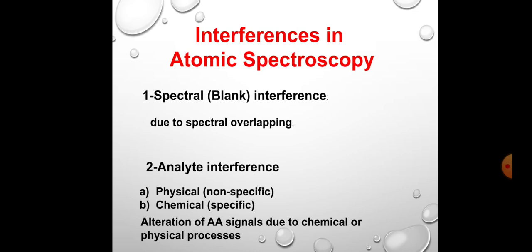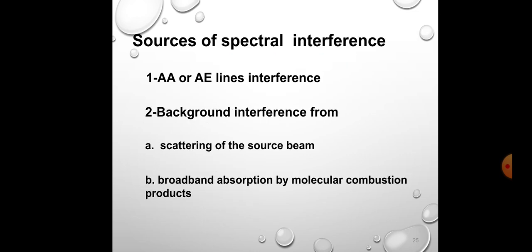In this interference, we have alteration of AA signals due to chemical or physical processes. But what are the sources of spectral interference? We may have two different sources in atomic absorption or atomic emission lines. Sometimes we have interference. What does it mean?